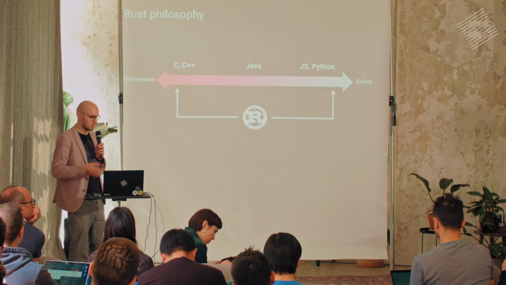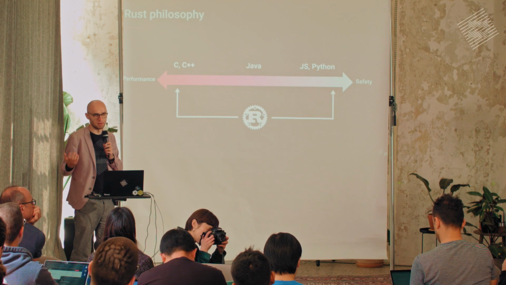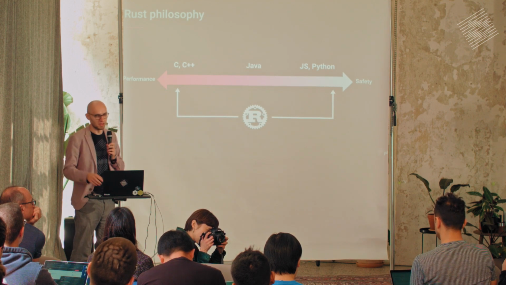So there's always this tension, or there used to be this tension, between performance and safety. And Rust is the language that tries to address it by stepping outside of the spectrum. It's like, okay, we will give you the performance and we will give you the safety at the same time, with no compromise. There's a price to pay for that, and the price is that the language is a bit more complex.